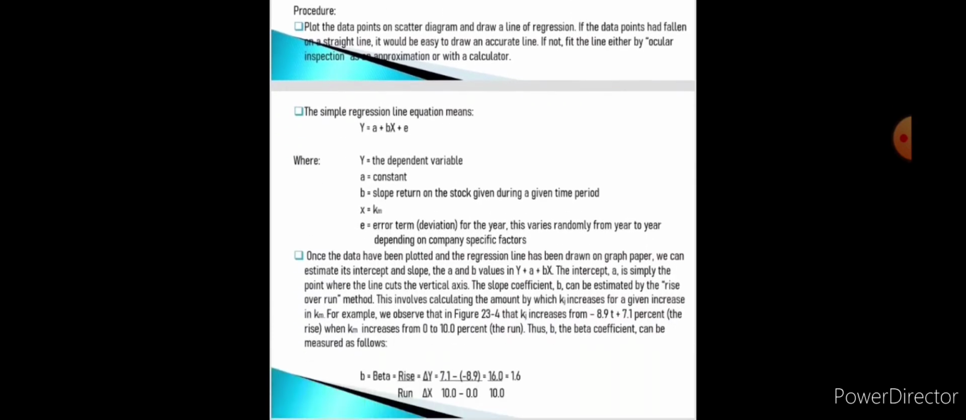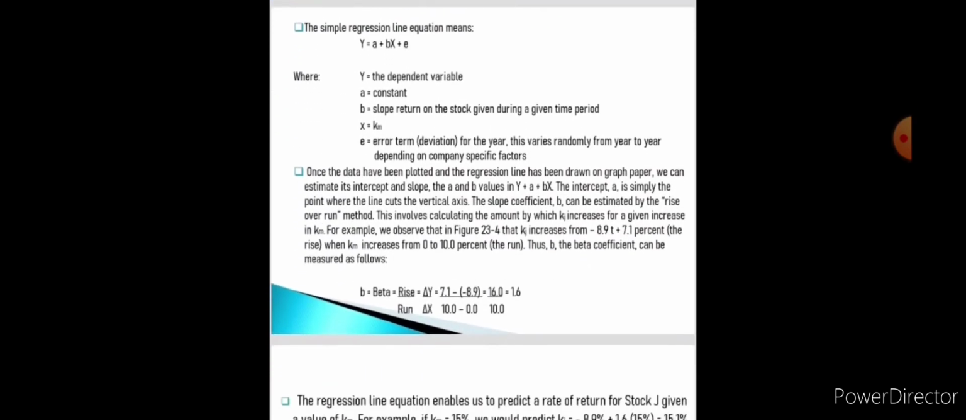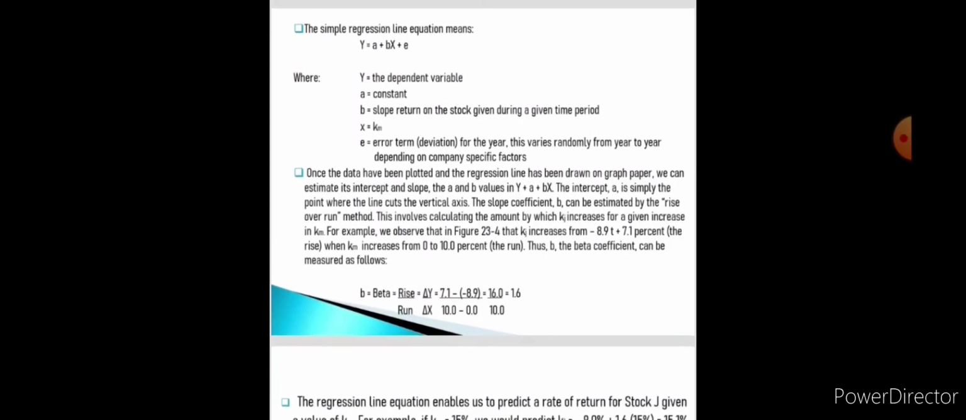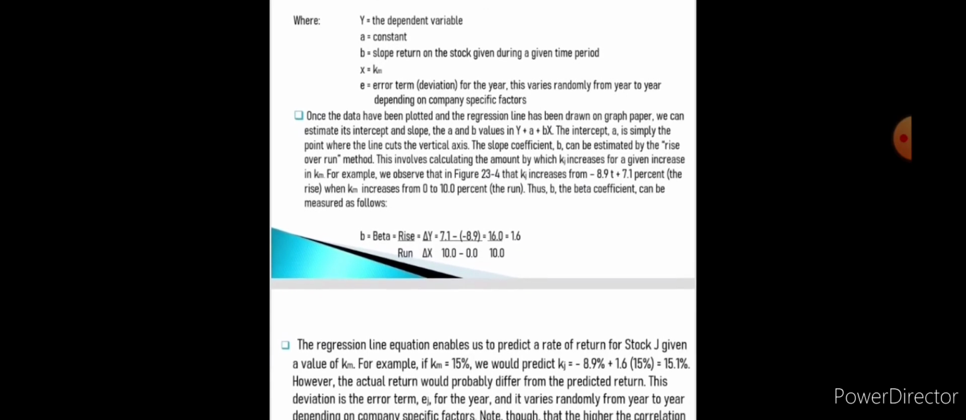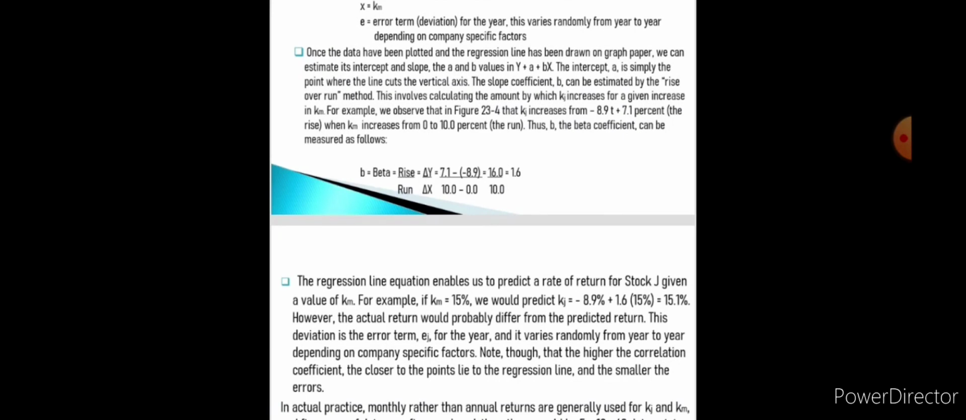The simple regression line equation is y equals a plus bx plus e, where y stands for the dependent variable, a is the constant, b is the slope, the return on the stock during a given time period, x is the market return, and e is the error term, the deviation for the year. This varies randomly from year to year, depending on company-specific factors.